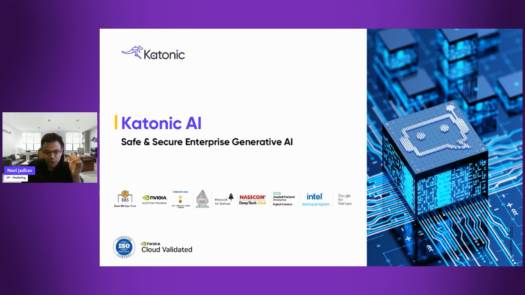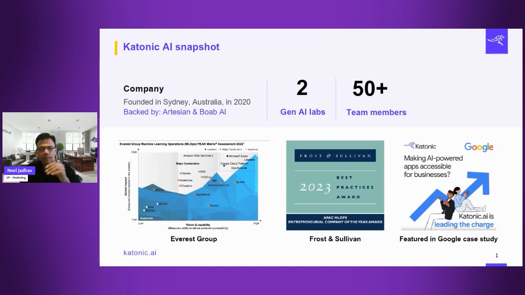So, a little bit about Katonic AI. We started off as a machine learning operations platform 4.5 years ago. We're headquartered out of Sydney, but we have offices in Singapore and India, and we also have presence in the Middle East and the US.